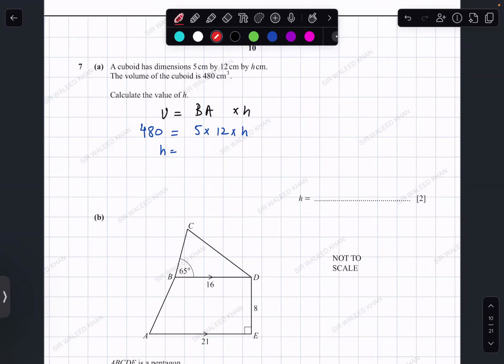Next, B part. ABCDE is a pentagon. AE is parallel to BD.